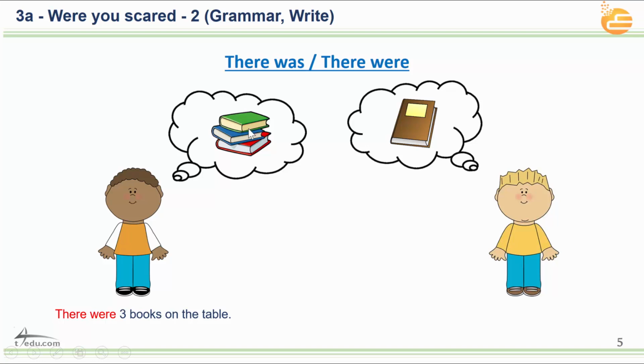Can you see them? 3 books. Not only one. He will say were because it is plural. But this boy, he's thinking about one book. It is one book on the table. So he will say, there was a book on the table or there was one book on the table. So he should say was. Can you see this one? Was. Okay, everyone, so it's very easy. There was, if I'm talking about one thing or one person, and there were, if I'm talking about more than one, 2, 3, 4, 5, 10, 100, and so on.